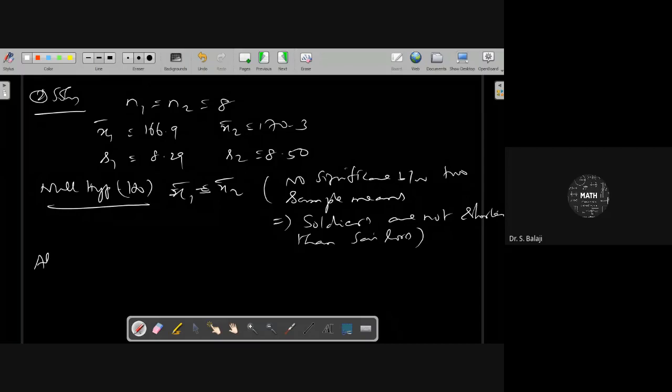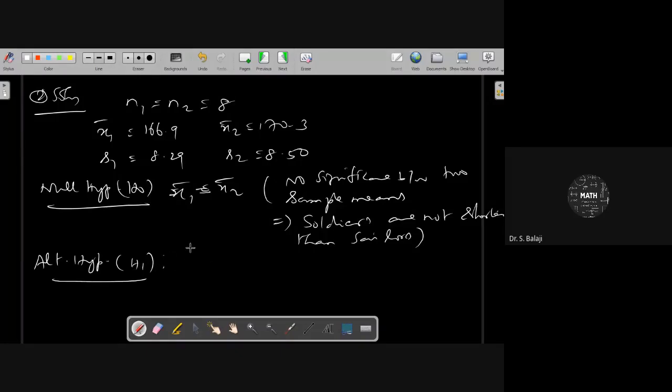Similarly, the alternative hypothesis H1. In what manner can you choose here? Where they are using the comparison idea, what type of thing can you get there? x1 bar less than x2 bar, there is some significance.